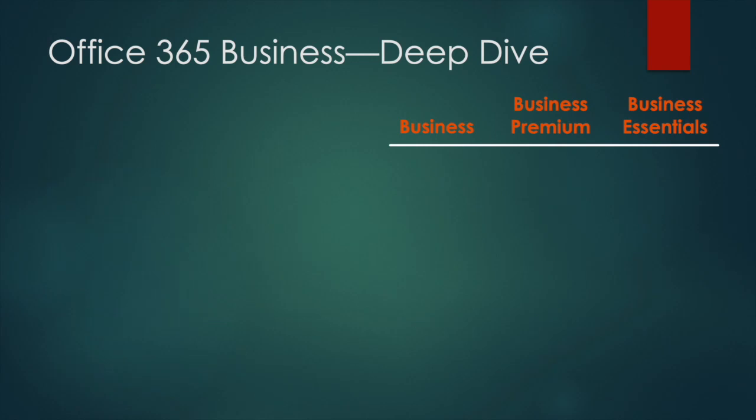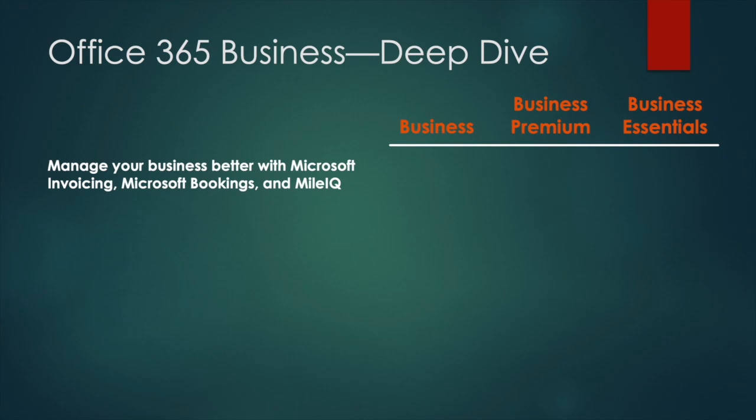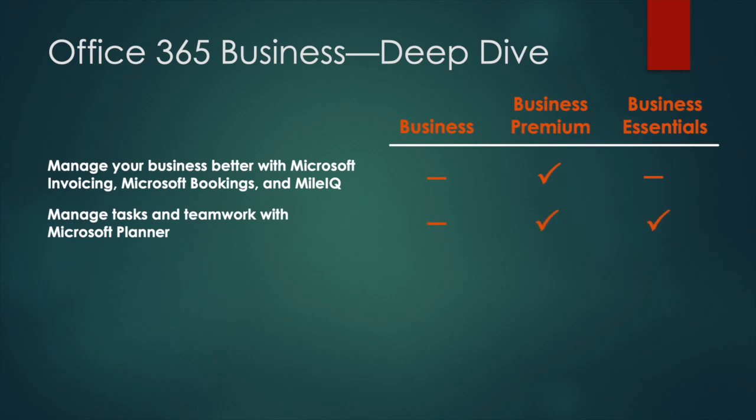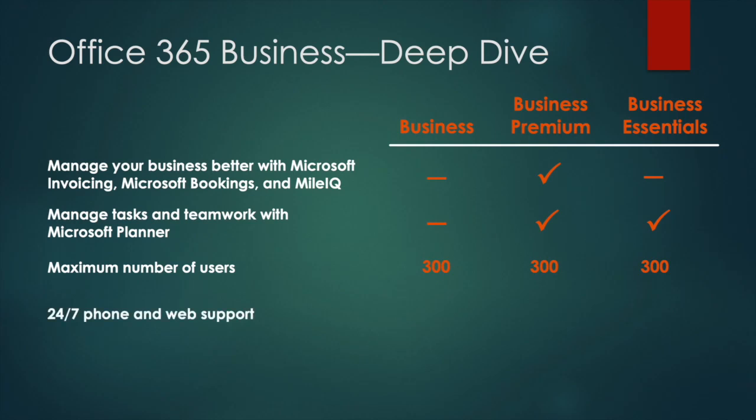And for the last 5 features, we have Manage Your Business Better with Microsoft Invoicing, Microsoft Bookings, and MileIQ available to premium subscribers only. Manage Tasks and Teamwork with Microsoft Planner available to premium and essentials users. And the maximum number of users is the same for all 3 tiers at 300 apiece. 24/7 phone and web support is available to all 3 tiers. And last, each tier is licensed for commercial use. So that's a detailed overview of Microsoft Office 365 Business subscription tiers.